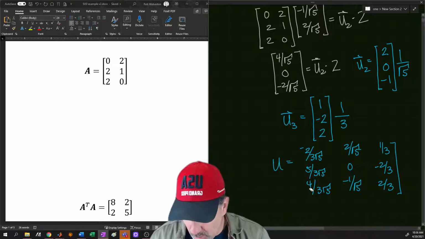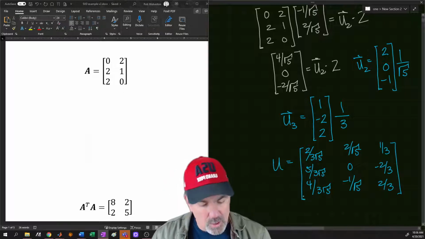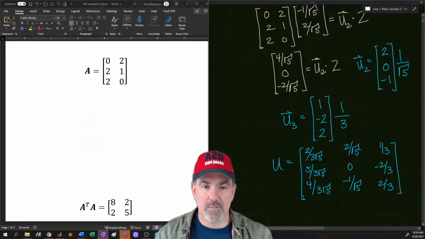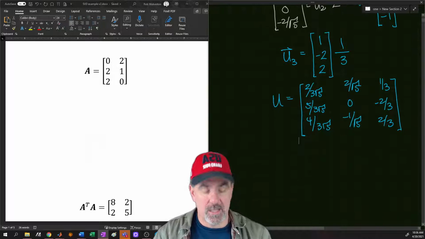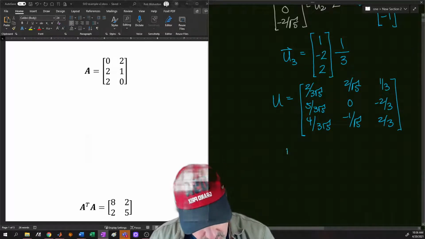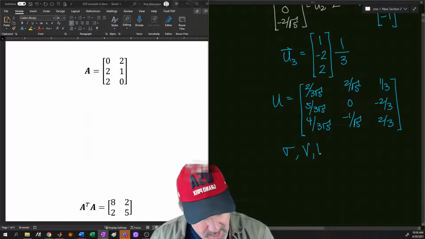So now what we can do, we have all the components. And so this is the important thing to realize, is we have the singular values, we have V, and we have U.